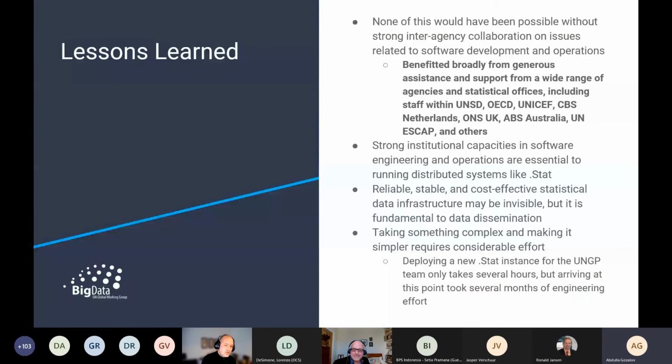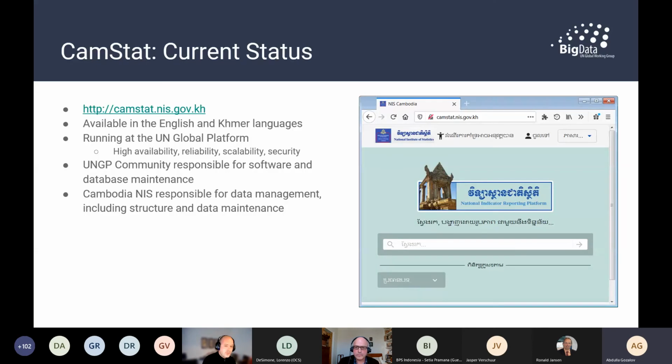So strong institutional capacities in software engineering are essential to running distributed systems like .stat. And running this infrastructure may be invisible, but it's fundamental to data dissemination. So the last point I wanted to make is taking something complex and making it simpler requires a lot of effort. And I'm very grateful to have worked with Peter Zandbergen and others who helped make this what it is today. So that's it from me. Abdullah, over to you if you want to do a quick demo before we hand it over.